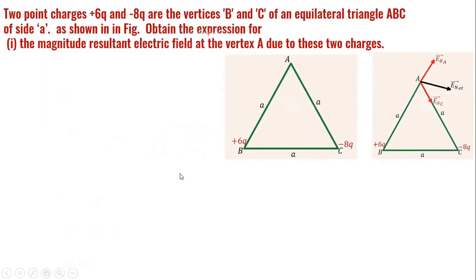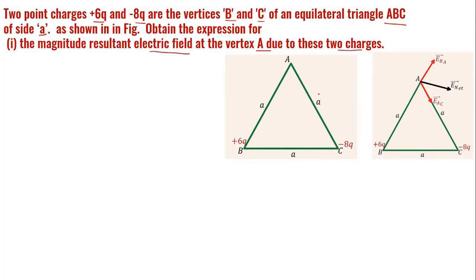Next, go for the next question. Now we have two point charges, plus 6q and minus 8q, placed at the vertices B and C of an equilateral triangle ABC of side a. Obtain the expression for the magnitude of the resultant electric field at the vertex A due to these two charges.